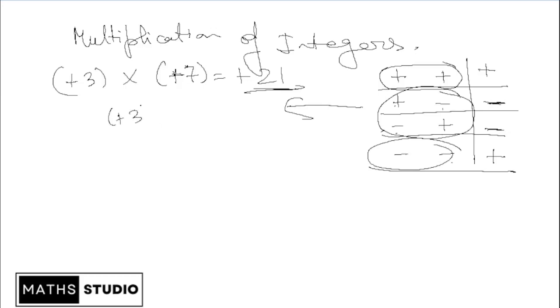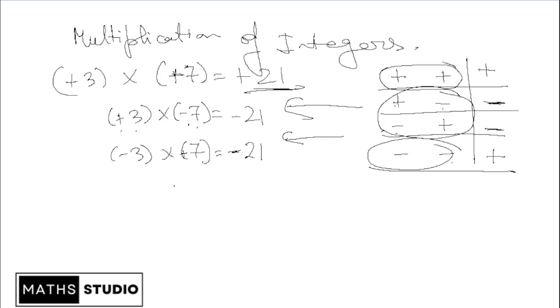Plus 3 into minus 7. That will give me 7 3s are 21. Now this is plus and this is minus, and they are multiplied, so overall it would be minus. Let us take third example. Minus 3 into 7 plus 7. That would again give 3 7s are 21, and minus and plus multiplied will give me minus.